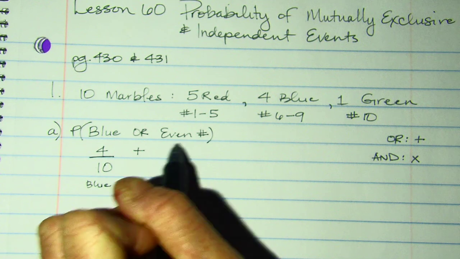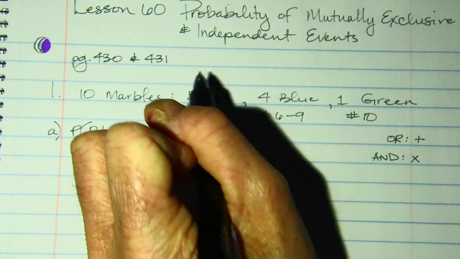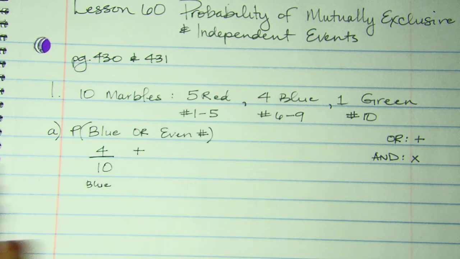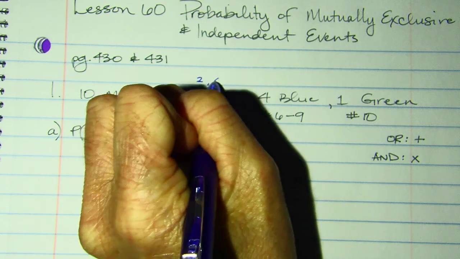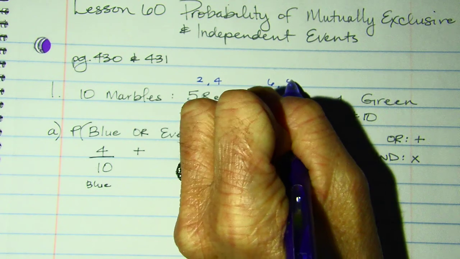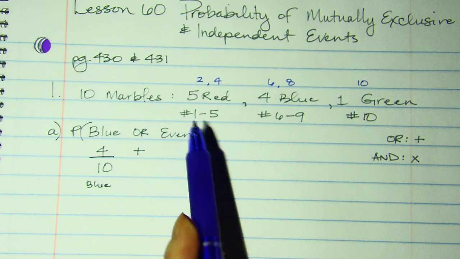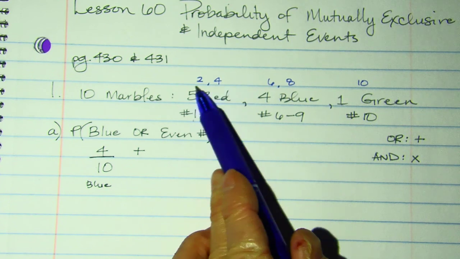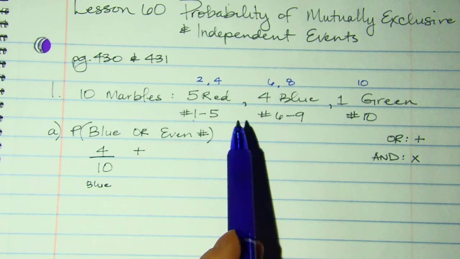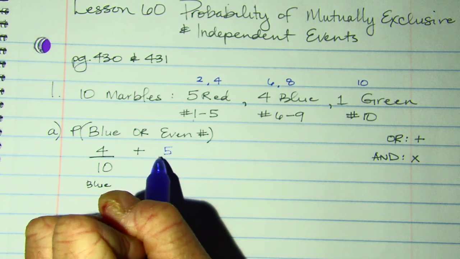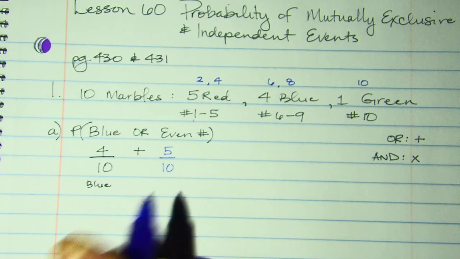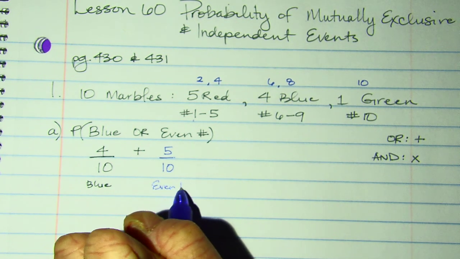Or, so add even numbers. Okay, so my even numbers are 2, 4, 6, 8, and 10. From numbers 1 through 10, those are the even numbers. And I'm going to count how many there are. 1, 2, 3, 4, 5. There are 5 out of 10. So that's how many even numbers.